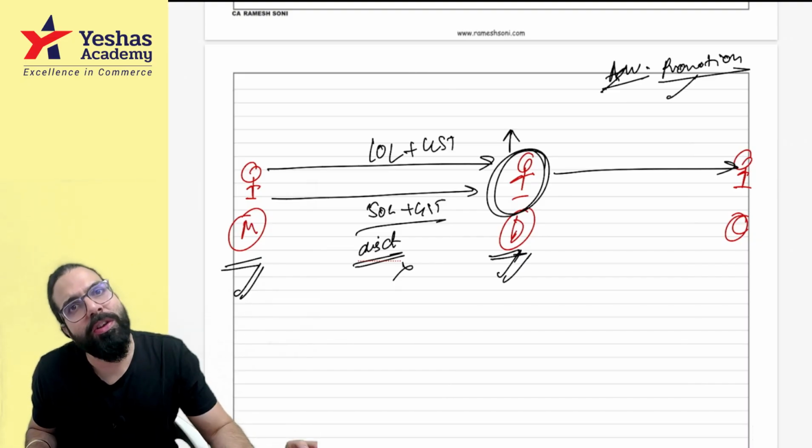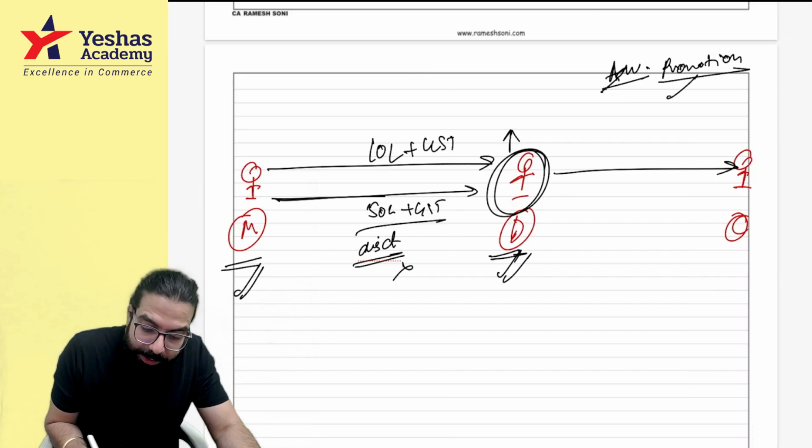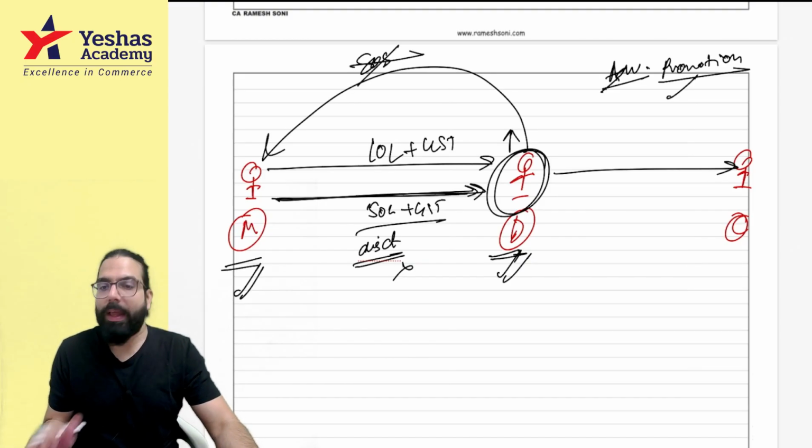In this scenario, can you say that this 50,000 rupees which was received was because of a supply of service? No. That's all they have told.